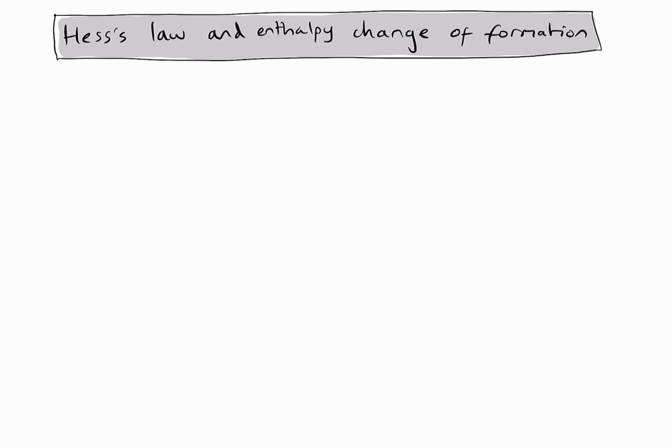This video is about the application of Hess's law using enthalpy change of formation data. As a quick recap, let's remind ourselves what Hess's law states. Hess's law states that the enthalpy change in a chemical reaction is independent of the path taken.